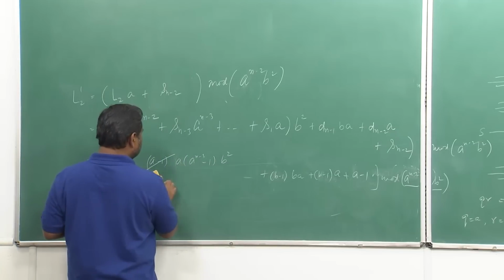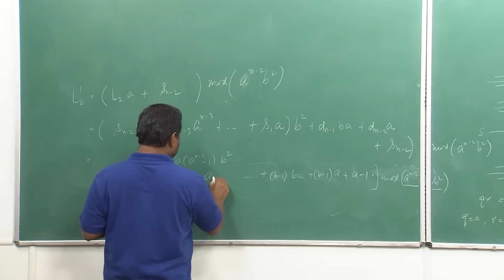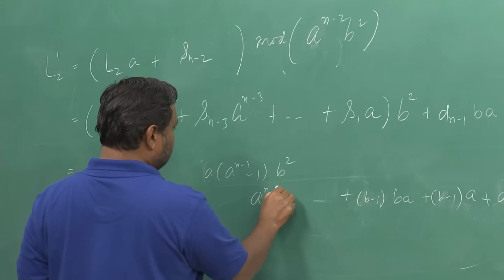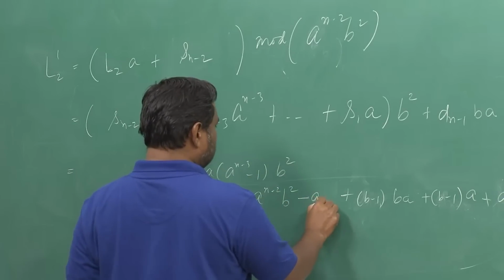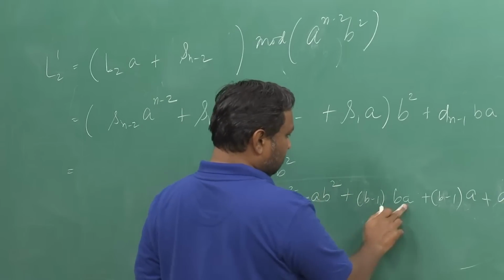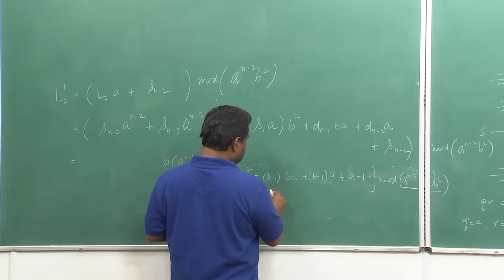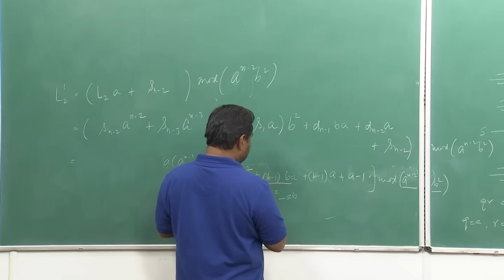So, I can write down this thing as a n minus 2 b square minus a b square. This term will give me a b square minus a b. So, I can replace this.